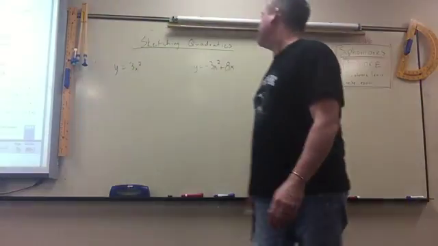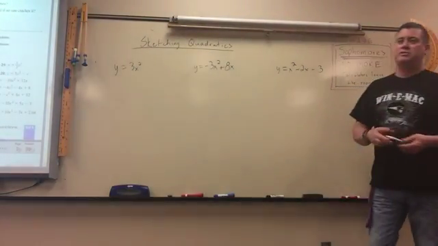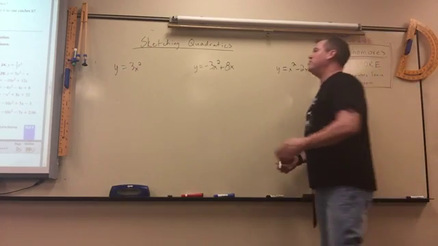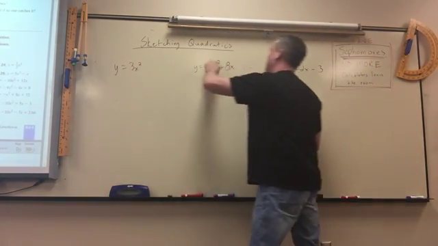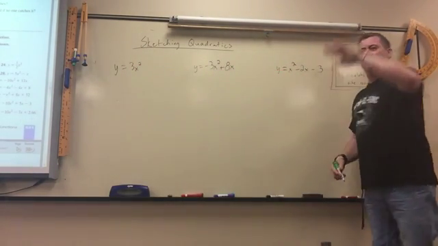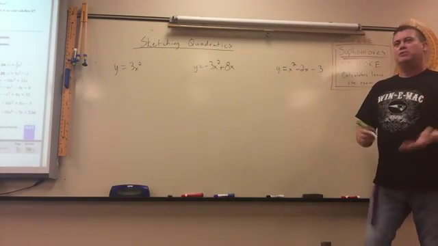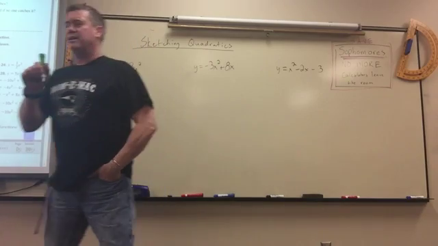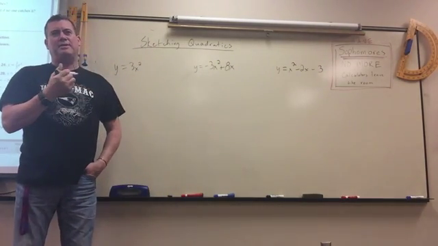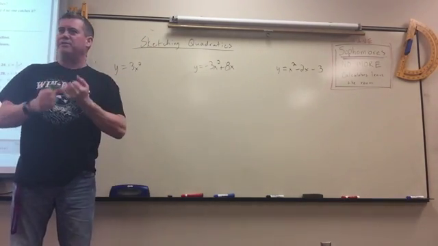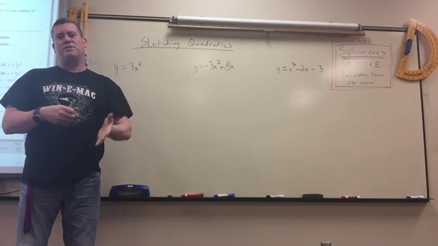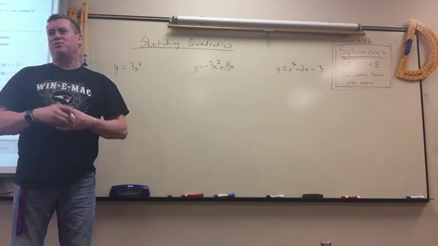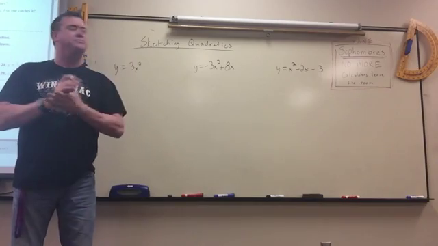Sketching quadratic equations: anytime you've got something with a squared in it, it's going to be a parabola. So sketching these, as long as you can do this assignment we just did, is going to be easy. You've got to find the vertex, the axis of symmetry, and then maybe just one other point to see how wide it is.